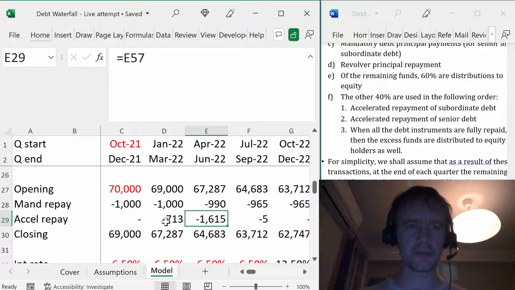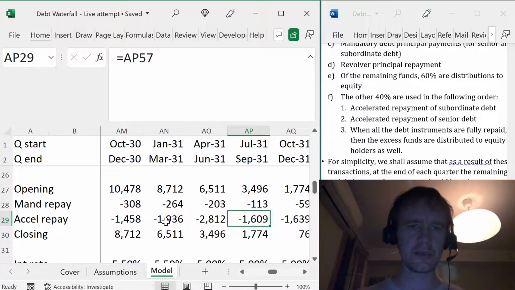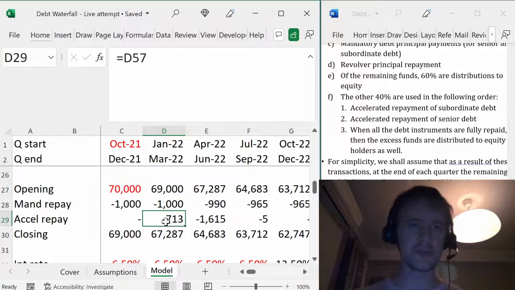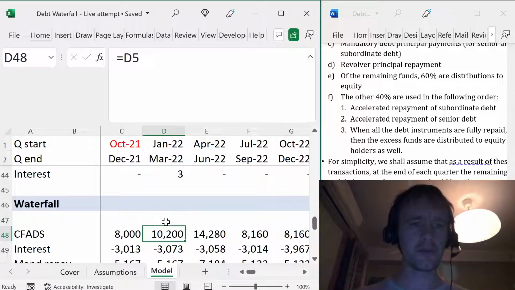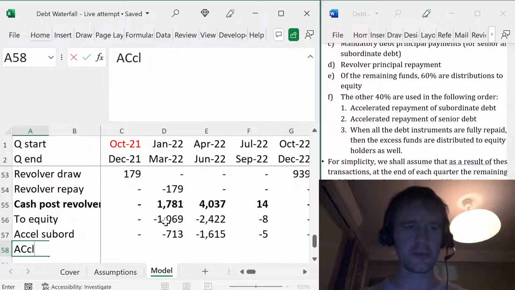And then I copy that the rest of the way across, and you can see that means we end up repaying this debt a chunk sooner. So let's see how many we end up with. 42 periods instead of 70, so that makes a pretty big difference. Okay, so having done that, our next piece is accelerated senior.